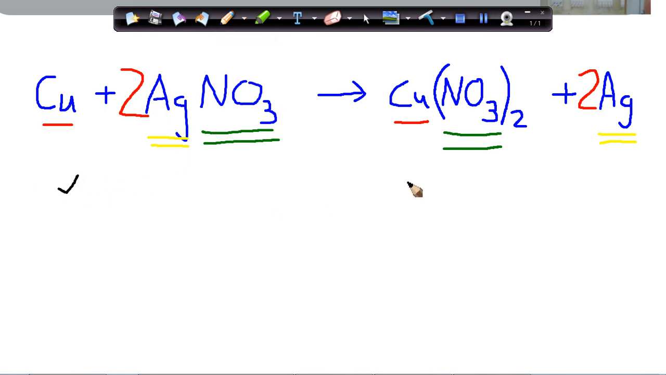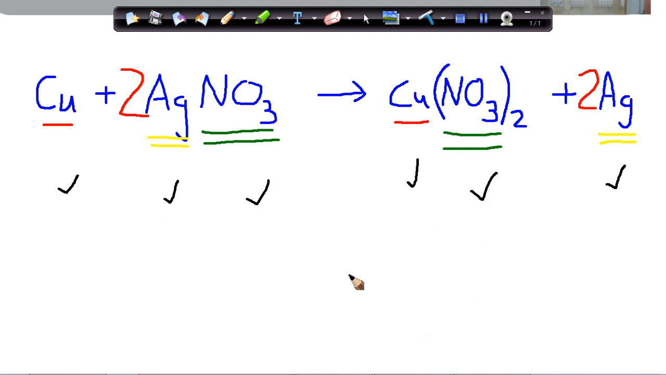1 copper on this side, yep, 1 copper on that side, 2 lots of silver on this side, 2 lots of silver on that side, that works. On this side, 2 lots of nitrate, NO3, on this side, 2 lots of nitrate, NO3, so yep, that last one works too. So there we've got a balanced equation.